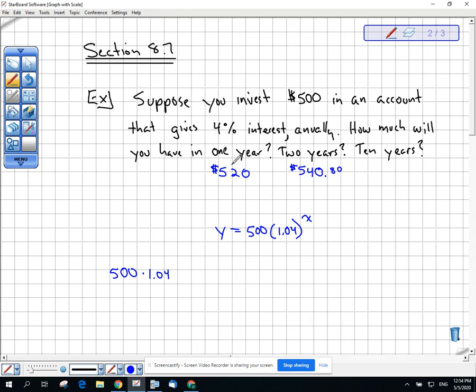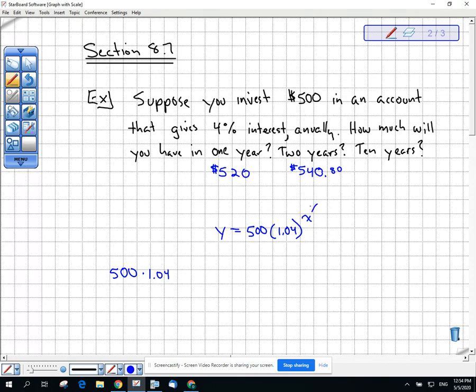And then to get year 0, I could just plug in a 0 for x, 500 times something to the 0 power, which is just 1, would just be 500. If I plug 1 in for x, that's 1 year later. You end up multiplying 500 by 1.04 one time, you get $520. If you plug in a 2 here, you'll get 540.8.